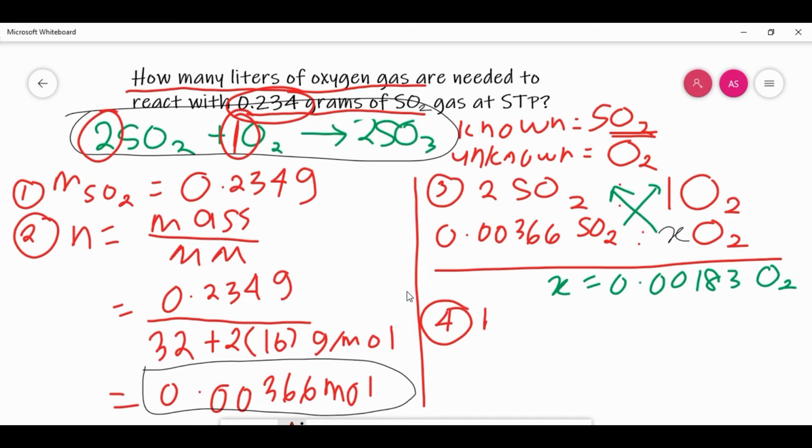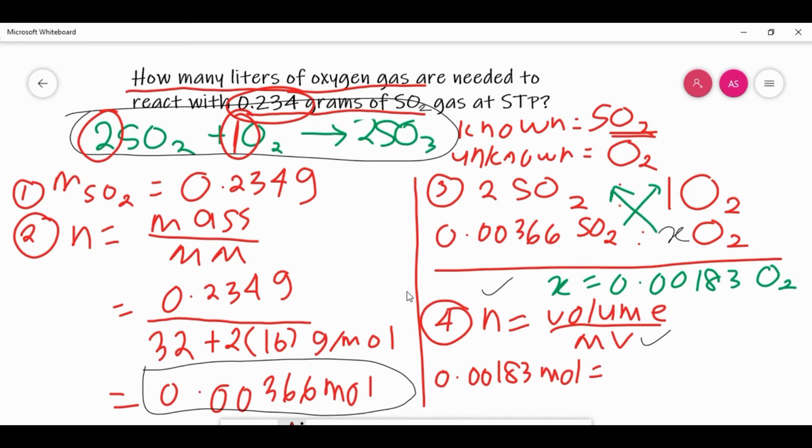Tengok balik formula dia. N equals to volume over molar volume. Number of mole kita dah ada daripada step 3. Molar volume pun kita dah ada. Molar volume adalah fixed. Remember the STP and the room temperature. So, number of mole untuk O2 adalah 0.00183 mole.